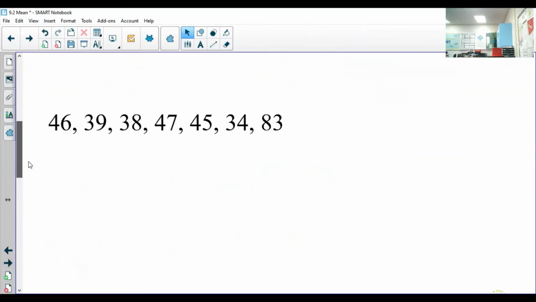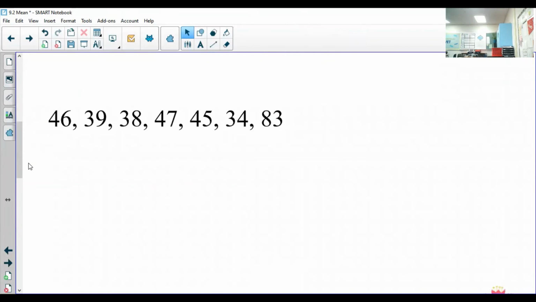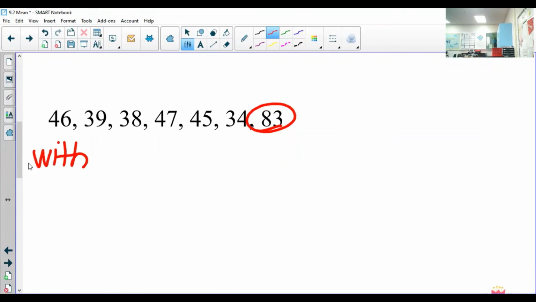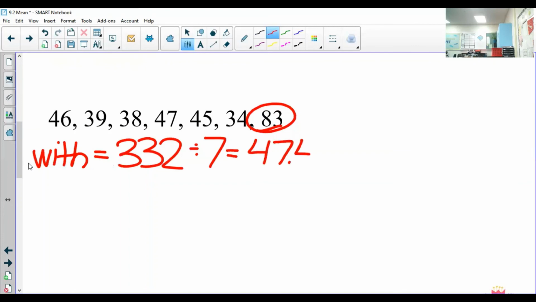So we're going to do this set of data again. And like I said, we've already identified that 83 is the outlier. So I'm going to do with first. I'm going to take those numbers, 46 plus 39, 38, 47, 45, 34, and 83. Add them all up. You get 332. Divide by 7. And we get 47.4.